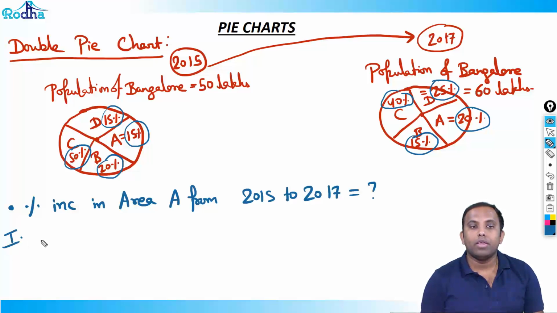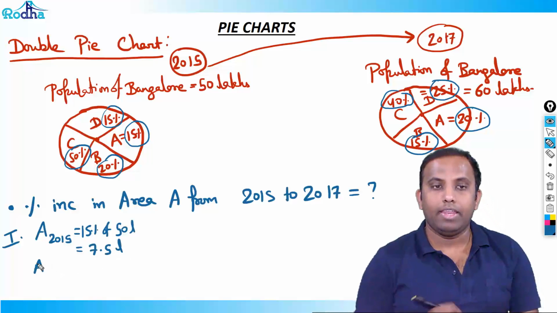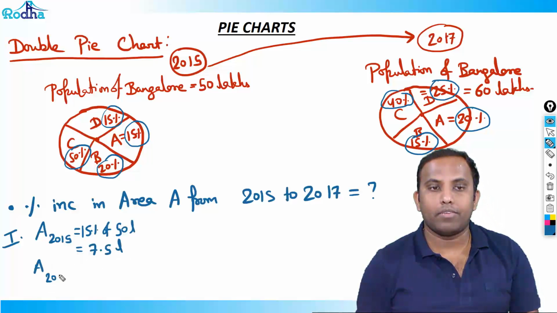So by method 1, area A population in 2015 is how much? It is 15% of 50 lakhs, that is 7.5 lakhs. Correct? It's not that difficult a calculation. Here it is 15% of 50 lakhs, that is 7.5 lakhs.